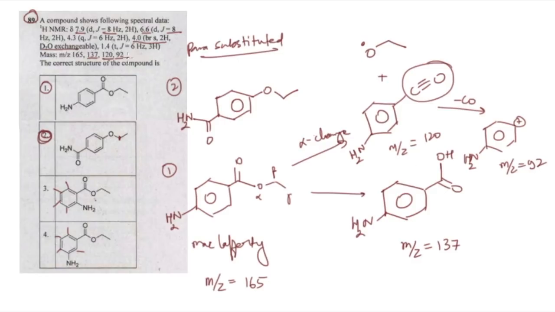So the only option which satisfies all your NMR data and also your mass data is option number 1. That is going to be the correct one. And for your reference, I am just going to tell you the probable chemical shift values for all of them.